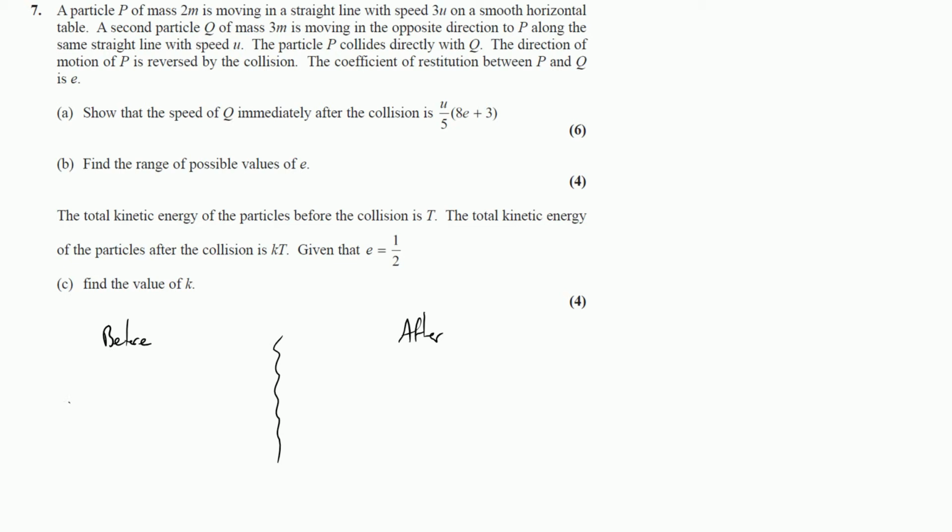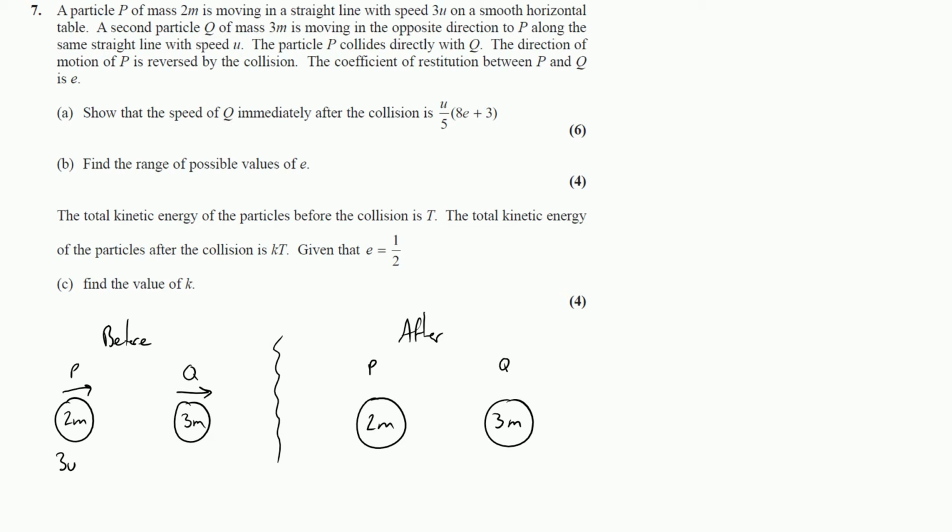We've got particles P and Q of mass 2m and 3m, and obviously the particles won't change their names or masses afterwards. We know that the initial speed of P in this direction is going to be 3u, and the initial speed of Q is going to be, well, it's travelling in the opposite direction, so I know that its value is going to be minus u.